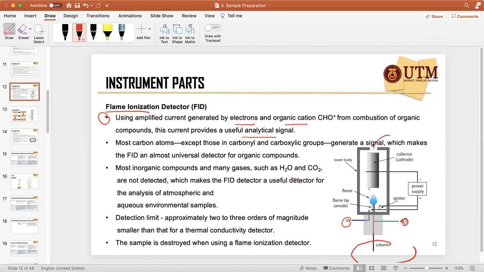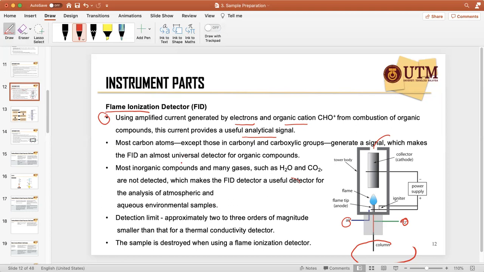Okay, so for example, C2 has a much lower boiling point as compared to C8. So C2's combustion and electron generated is going to be less than C8's combustion. Okay, so that's how we differentiate based on the number of electrons generated from the combustion. Most carbon atoms, except those in carbonate and carboxylic groups, generate a signal, which makes the FID an almost universal detector for organic compounds. Okay, as I said before, the most universal one is the thermal TCD, thermal conductivity detector, if I'm not mistaken. So the thermal one is just sensing the temperature that is being produced by the compound. But the FID, I think, is one of the most effective and efficient in terms of analyzing or capturing the electrons specifically for each analyte.